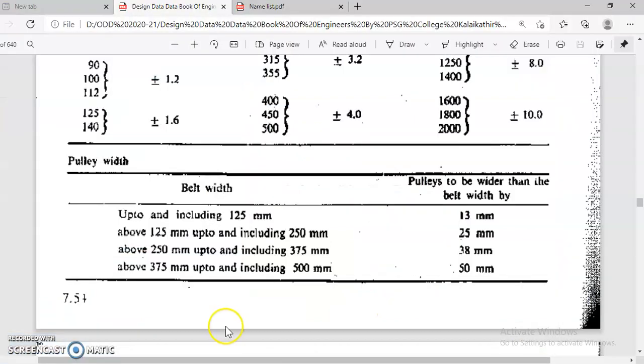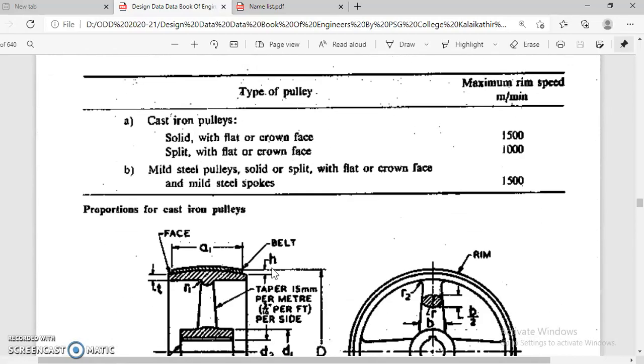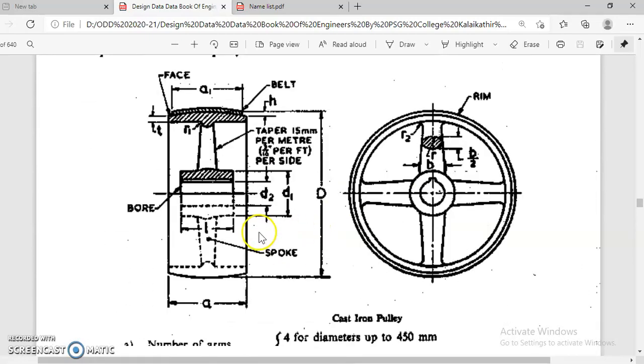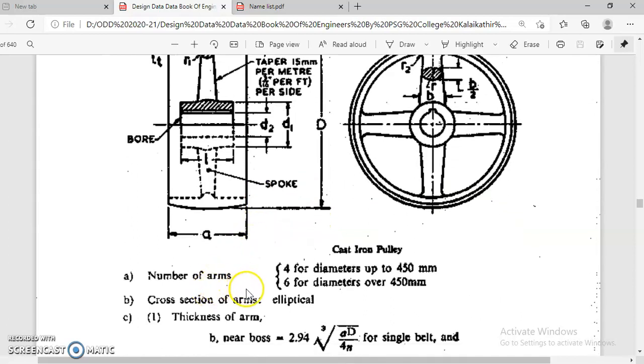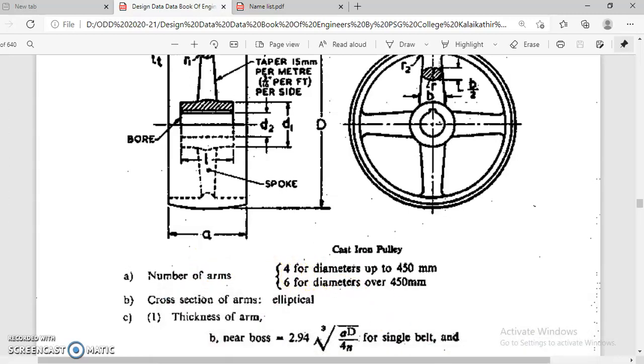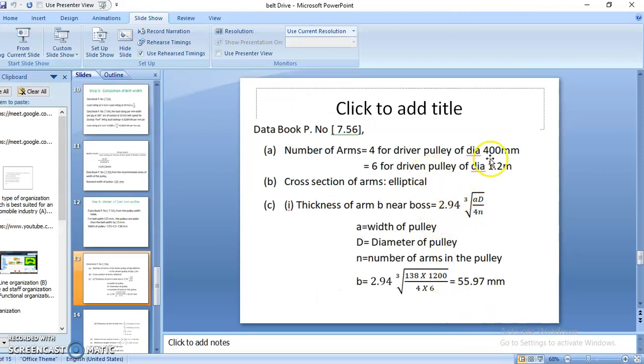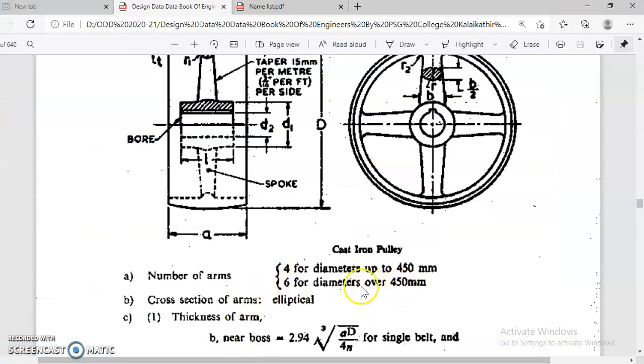From page number 7.55, you have to calculate the number of arms of the pulleys. Number of arms equal to 4 for the driver pulley up to the diameter. So the smaller pulley diameter is 400 mm. Number of arms equal to 4, and 6 for the driven pulley, because the diameter is 1.2 meter. 6 for diameter over 450 mm, so equal to 6.